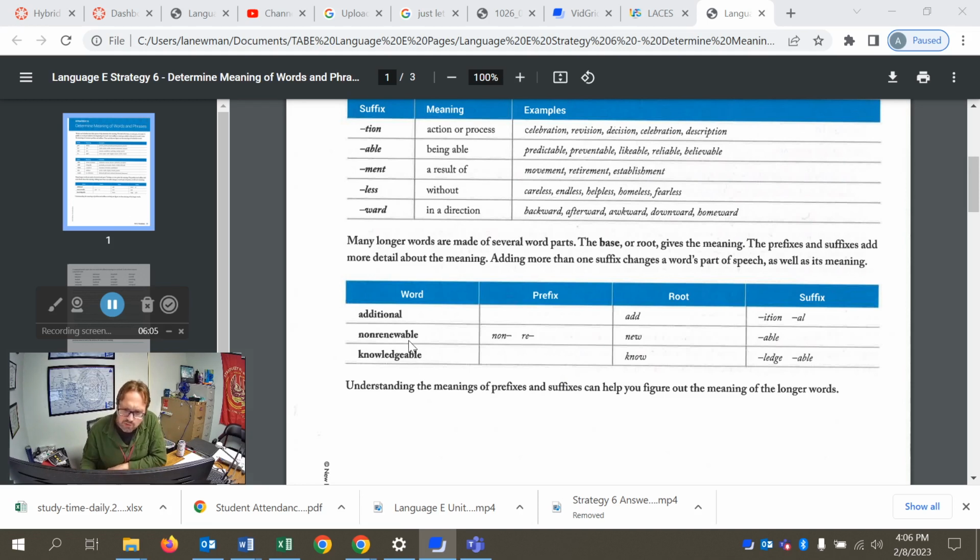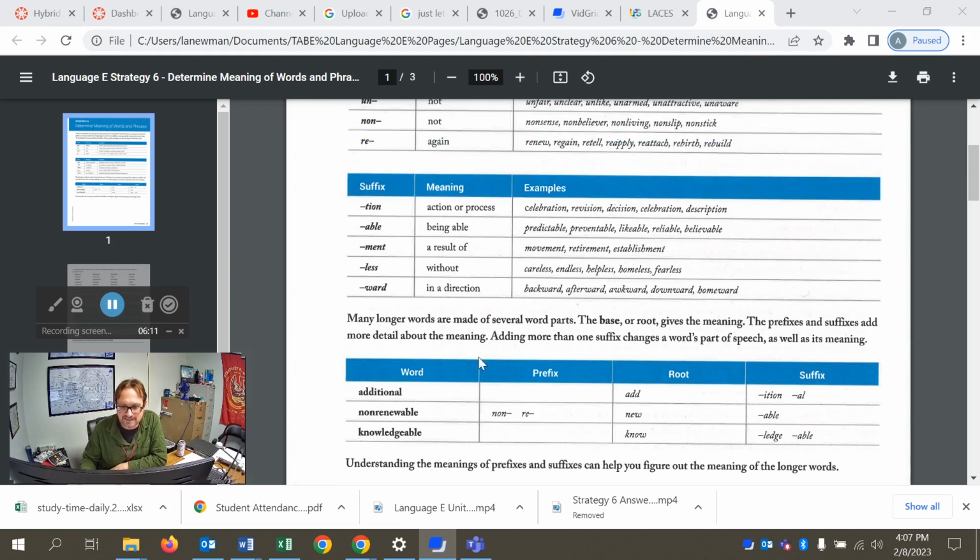performance. Or non-renewable. So non, of course, means not. And re means again, so it is not able to be renewed again.